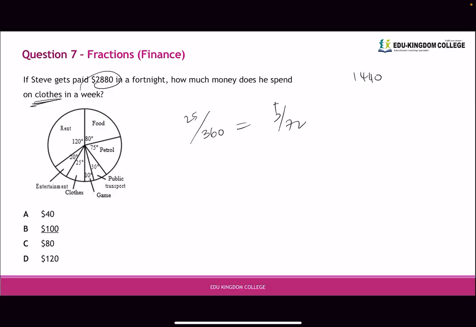And so let's find out what 1/72 is first. So 1440 divided by 72 should give you, so 72 goes into 144 twice, and then goes into 0 times. Multiply that by 5, because we've got 5 of those, should give you 100. So 20 times 5 equals 100.